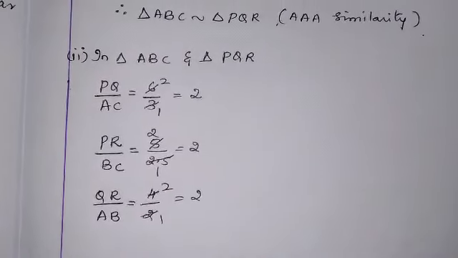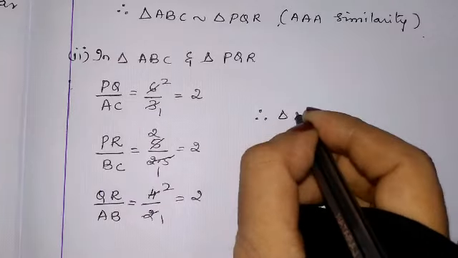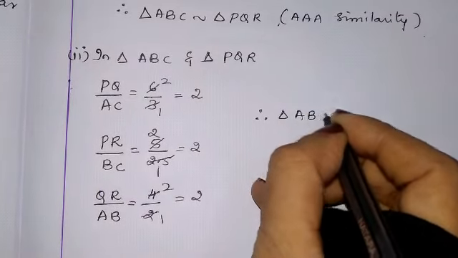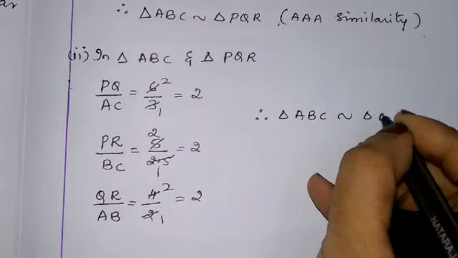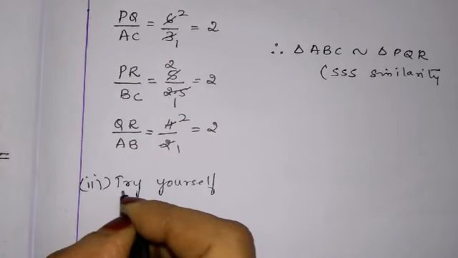Again all these sides are equal. Their sides are in equal proportion. Therefore, triangle ABC is similar to triangle PQR by side similarity. Like that way, you have to do third one, try yourself. Third one, you people should try yourself.